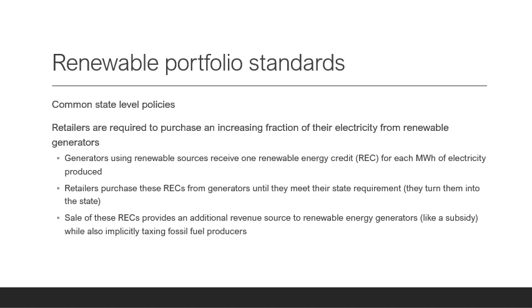So it's just a fraction of renewable energy that's supplied to a given region. And generators using renewable sources receive one renewable energy credit, or a REC, for each megawatt hour of electricity produced. Retailers then purchase these RECs from generators until they meet their state requirement. They turn them into the state. So this is essentially how we're subsidizing the renewables. Each megawatt hour of electricity produced from a wind farm produces one of these RECs, and then those RECs are sold to the retailers.